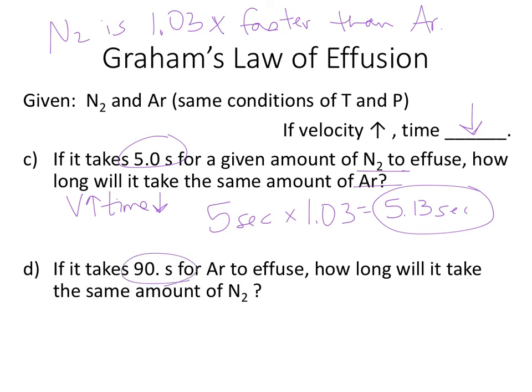So if it takes 90 seconds for argon to effuse, then how long would it take the same amount of nitrogen? So this time we're going to try to make the time get less instead of the time get more. Argon should be the one that's slower. So how much slower? 1.03 times slower. So this time we're going to take the 90 seconds divided by 1.03. I need this to be a smaller time, which gives me 87.4.